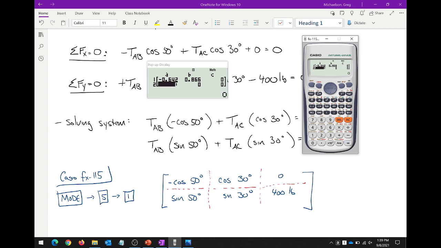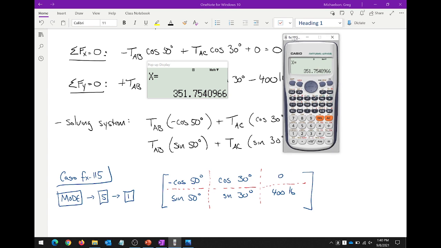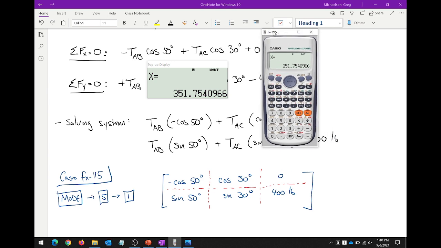Then sine 50, sine 30, which we should know is a half, and then 400. And so what you should have is an entry that looks something like this. Once you have that in, you press equals. And what it gives you is this. It should say X is 351.75, and Y is 261.08.